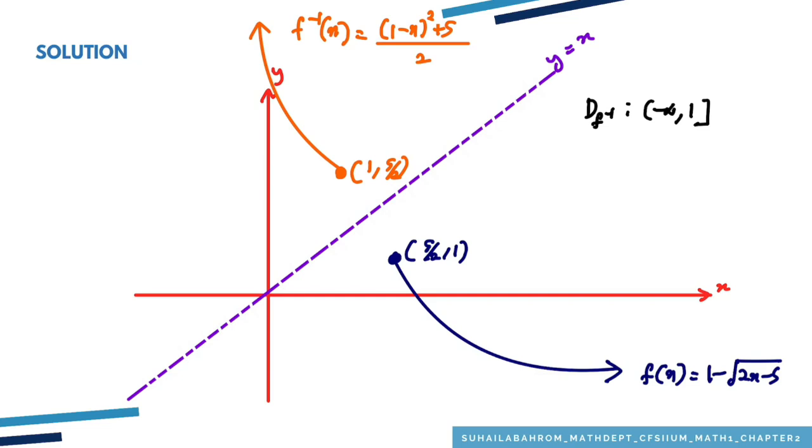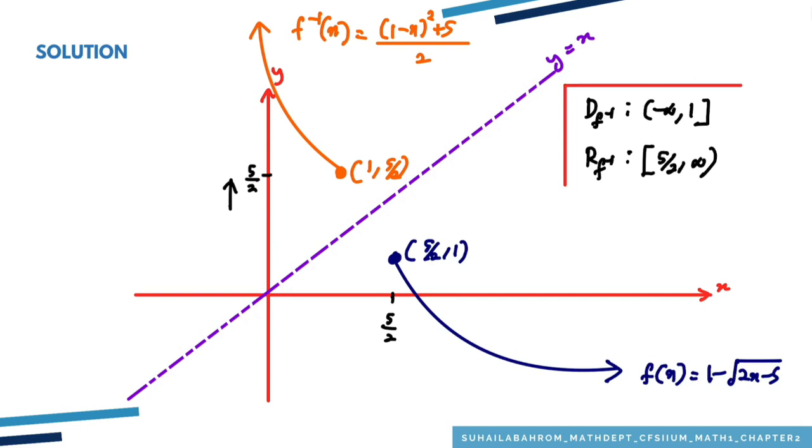And then for the range, the first values of y, we have to look from bottom to the top. So the first value of y starts from y equals 5 over 2. So the value of the y here is 5 over 2. The value of the x here is 5 over 2. Therefore, the range of the f inverse is close bracket 5 over 2 until infinity. So this is the domain and also the range for the f inverse.